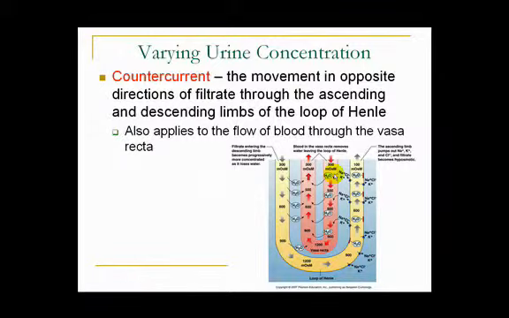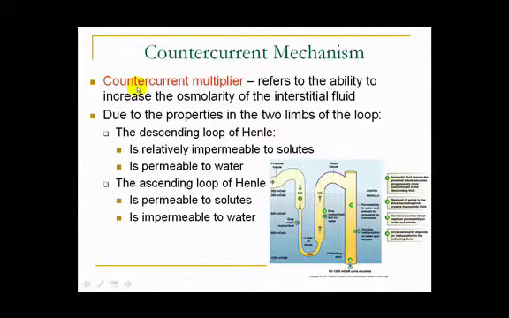So we'll talk in a minute about how this allows you to keep your gradient. But we call this specifically the countercurrent multiplier, because it refers to the ability to increase the osmolarity of the interstitial fluid as you travel down into the medulla. And it has to do with two properties of the limbs of the loop. The descending limb of the loop of Henle is impermeable to solutes but permeable to water. And the ascending limb is permeable to solutes but impermeable to water.